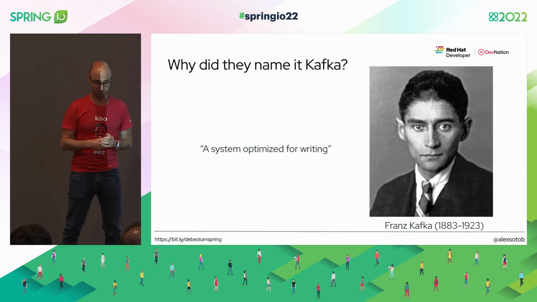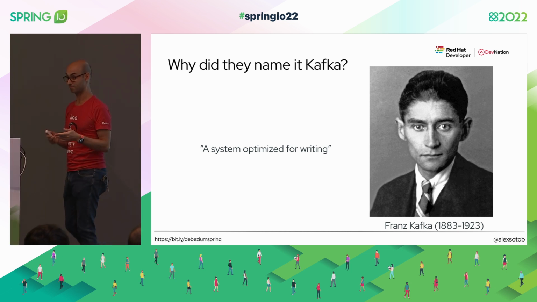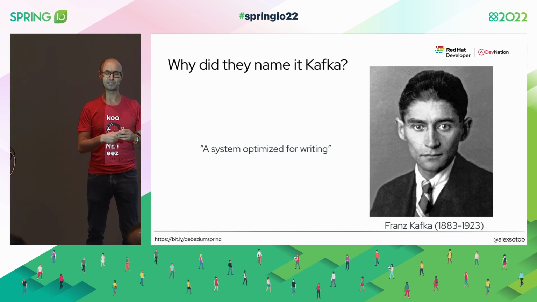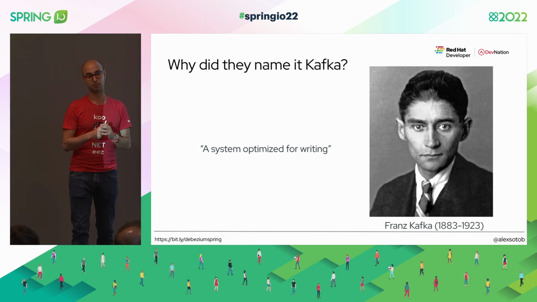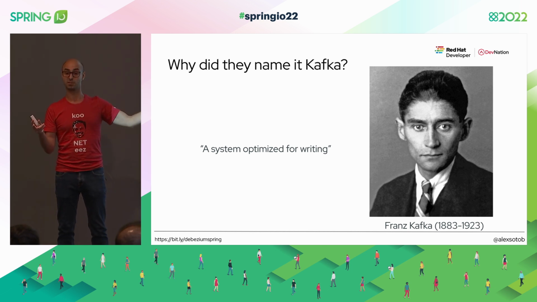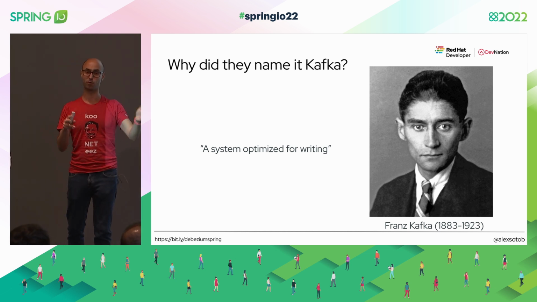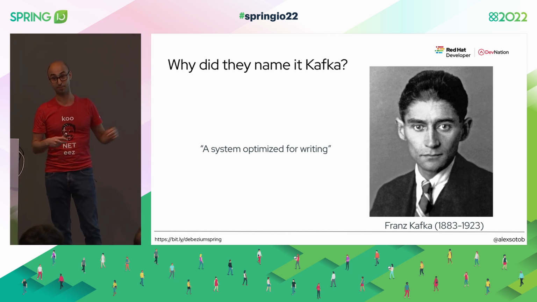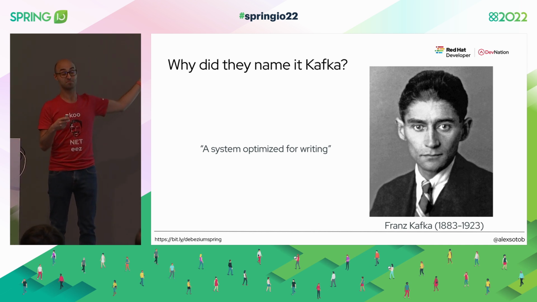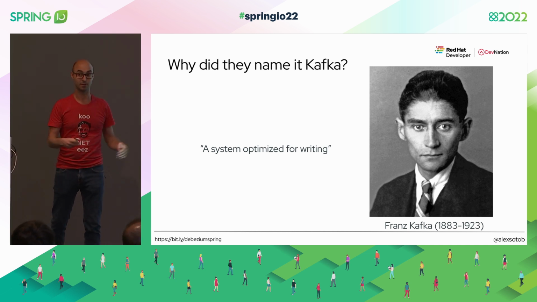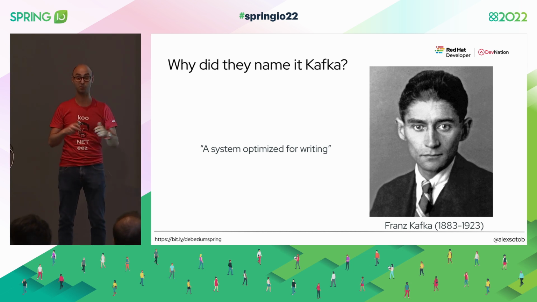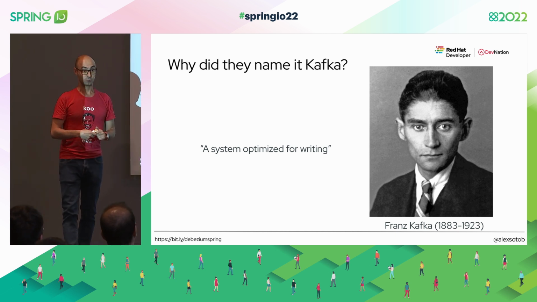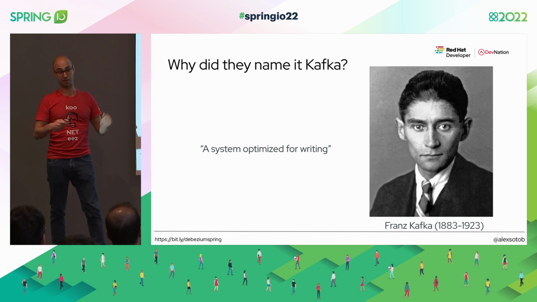First of all, Kafka. Why Kafka? It's named Kafka basically because of Franz Kafka. Franz Kafka was an author who really loved writing a lot, not just books. He wrote a lot of letters, especially to his dad and his mom. And Apache Kafka is a system that was optimized for writing. If you are already working with Kafka, you know that Kafka works pretty well when you want to write data to disk. For that reason they named it Kafka.